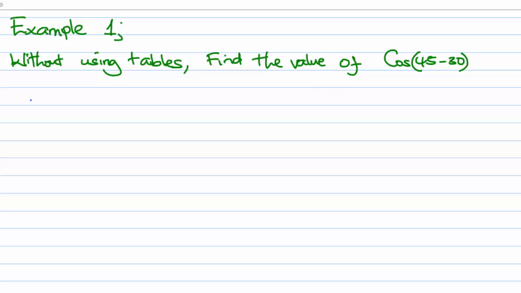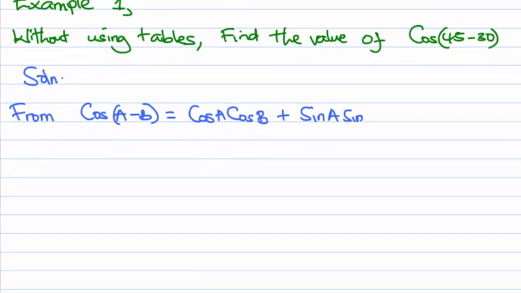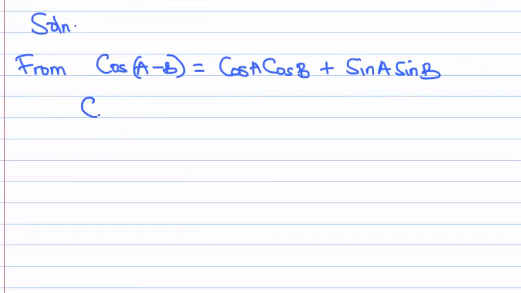Good morning. We are now examining examples of compound angles, and my first example here, we are saying without using tables, find the value of cos 45 minus 30. So 45 minus 30 is a compound angle already, and so we look for the compound angle where we have a minus b, and if you quote, it will be cos a cos b plus sin a sin b.